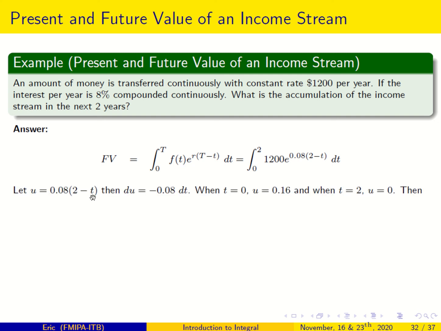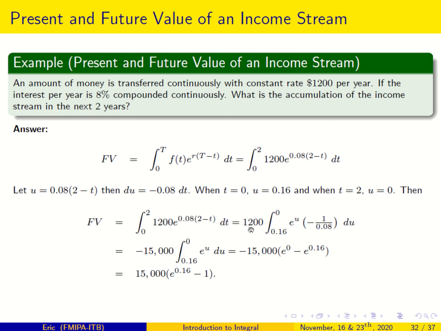I let u equal this and du equal this. When t equals 0, u is this. When t equals 2, u is this. Why? Because I have to change the boundary for t, but you want to have the boundary for u, so you have to change this. Okay, yeah. So this is just the same as this integral from 0 until 0.16. u equals 0 when t is 0, and u is 0.16 when t is 2.